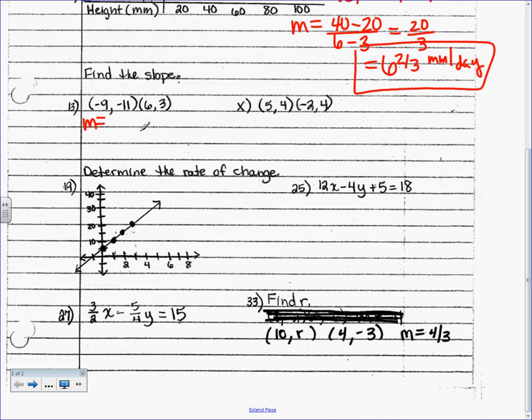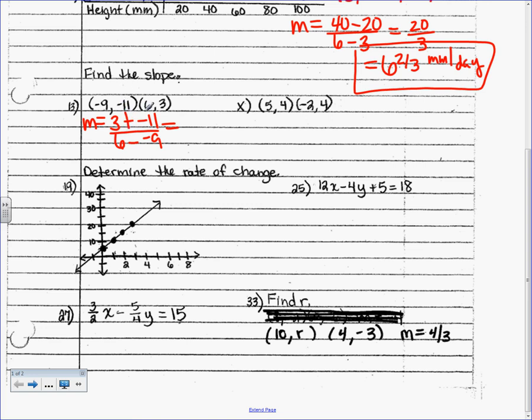So m is equal to y2, which is 3 for me, minus y1, which is negative 11, over x2, which is 6, minus x1, which is negative 9. If you really wanted to, and you wanted to call this x2, y2, and x1, y1, you can. You're going to get the same answer either way, but I typically call the first one x1 and y1, and the second x2, y2. So what's 3 minus negative 11?